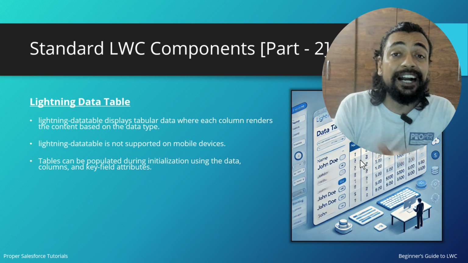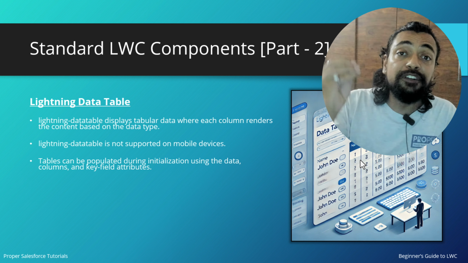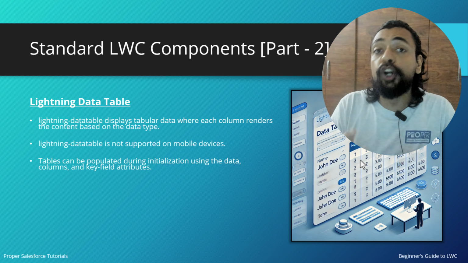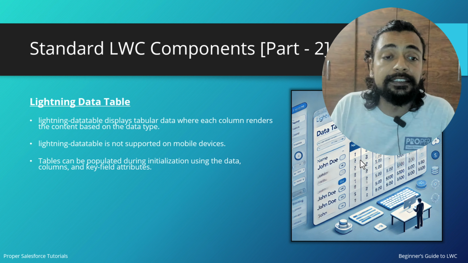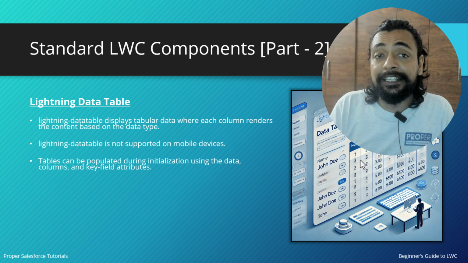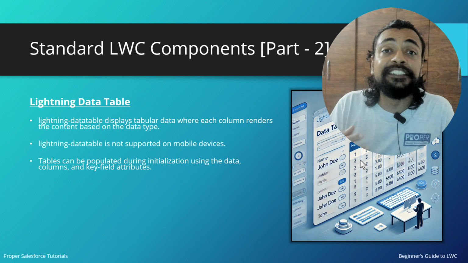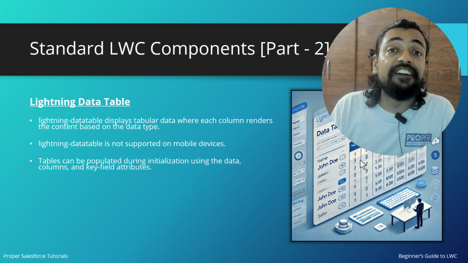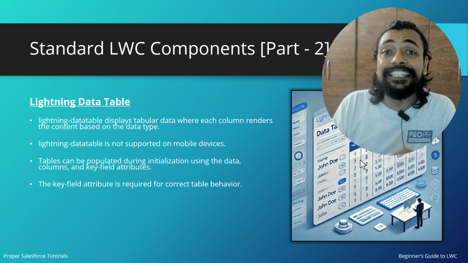So first of all, you can't use Lightning data table for mobile devices. So if you are having app that will open only on mobile, so better not to use Lightning data table over there because that won't be visible on the mobile devices. And while creating a table, you need to initialize the data to it using the data, columns and key field attributes. These are very essential attributes that we use with our Lightning data table. Now the key field attribute is required for correct table behavior.